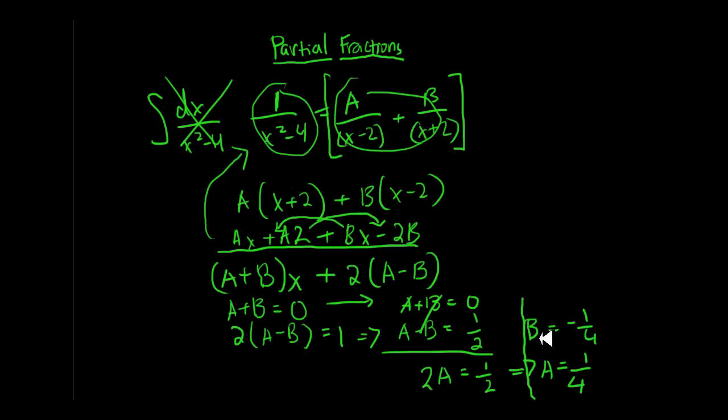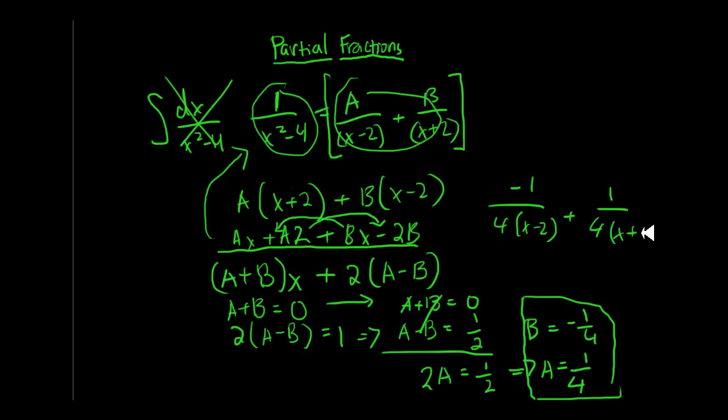So that's the general idea with partial fractions, and in my next video I'll explain how you incorporate this idea into solving integrals. So the final result would be 1/4 over x minus 2 plus -1/4 over x plus 2. Whoops, got the negative sign wrong.